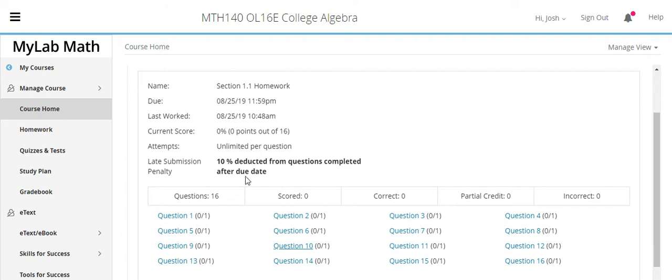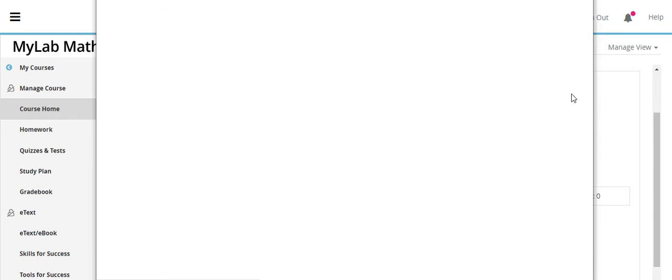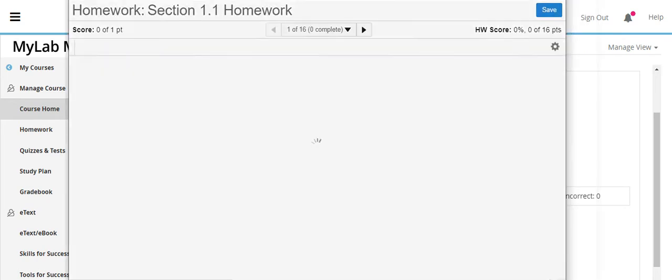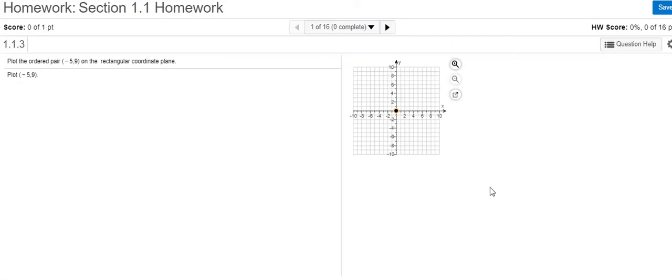I've got a little note there that work's going to be 10% deducted if you're after the due date. Even if it's after the due date, it's very important that you complete it because homework plays a huge role in the learning process. So let's go into question number 1. What is the procedure? What is the method that I want you to use to be successful in this class?